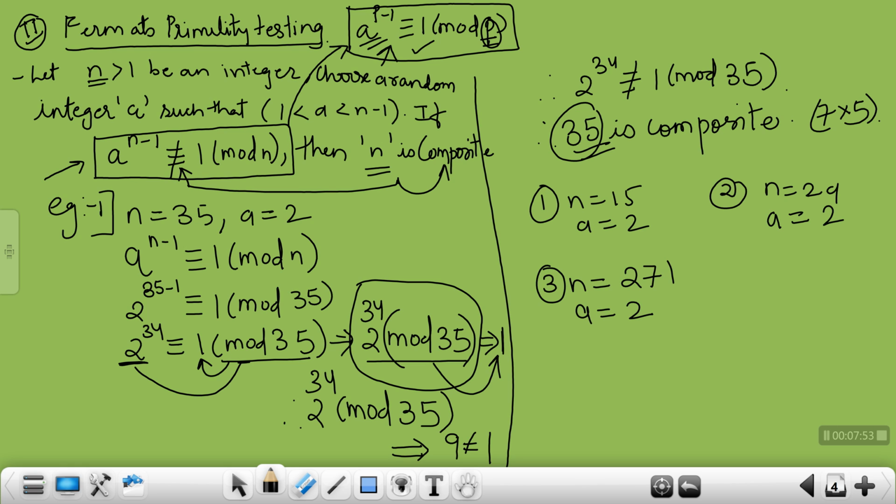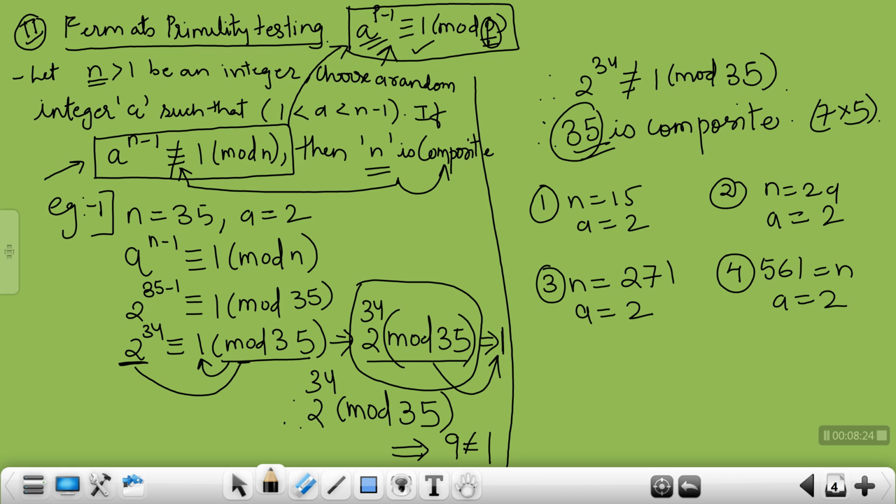If you satisfy the equation a raised to n minus 1 congruent to 1 mod n, then we can say that the number is probably a prime number. You always have to write that the number can be probably prime. One more example you can take is 561, with n equal to 561 and a equal to 2. These are the four problems you need to solve and tell me the answers.